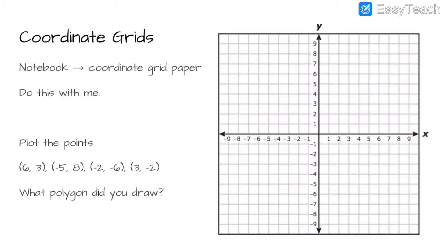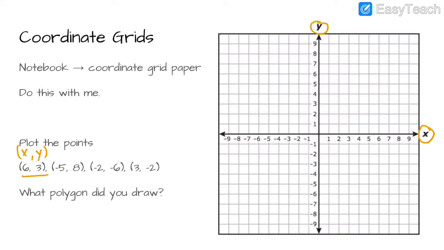Moving on. Okay, so let's go ahead and grab those coordinate grids that you should have gotten from your wonderful teacher. So we're going to kind of do these together, and we're going to plot some points. So grab your pencil, grab your paper, grab all the wonderful things. Okay, so we're going to start with 6, 3. Remember that the first point is our x-axis, and the second point is our y-axis. So here's our x, here's our y.